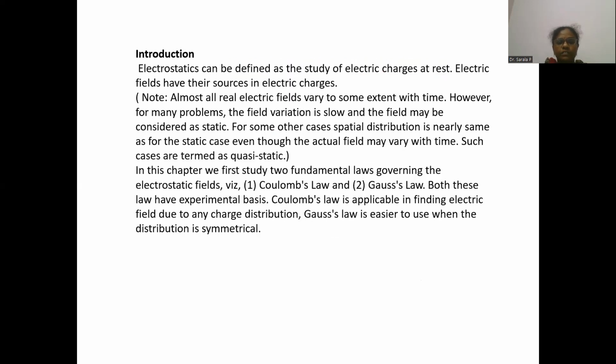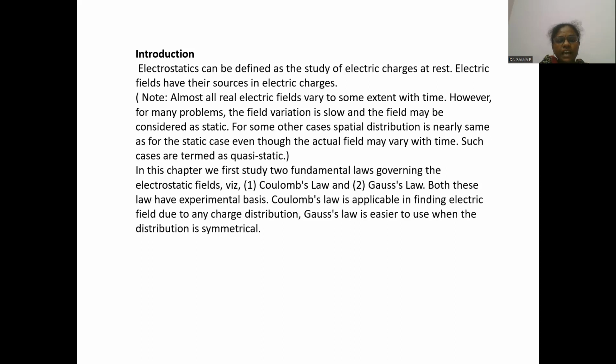Here the electromagnetic fields consist of both electrostatics as well as magnetostatics. Electrostatics can be defined as the study of electrical charges, and magnetostatics is the study of magnetics. Okay, so here we are going to see the two fundamental laws which are governing these electrostatics.